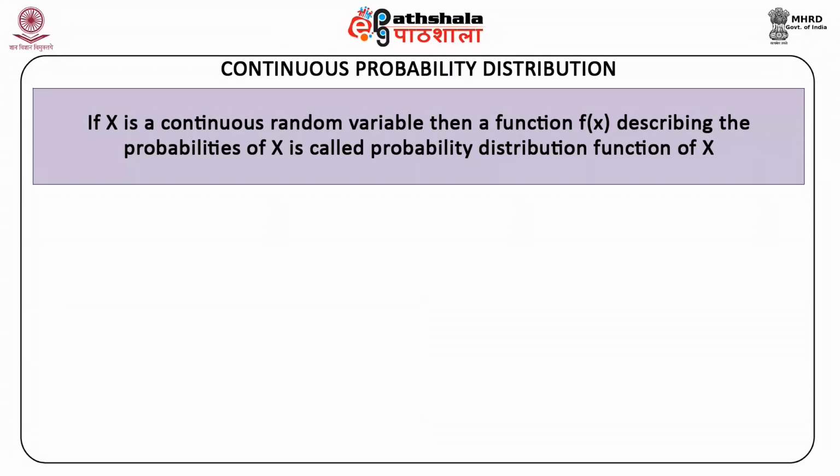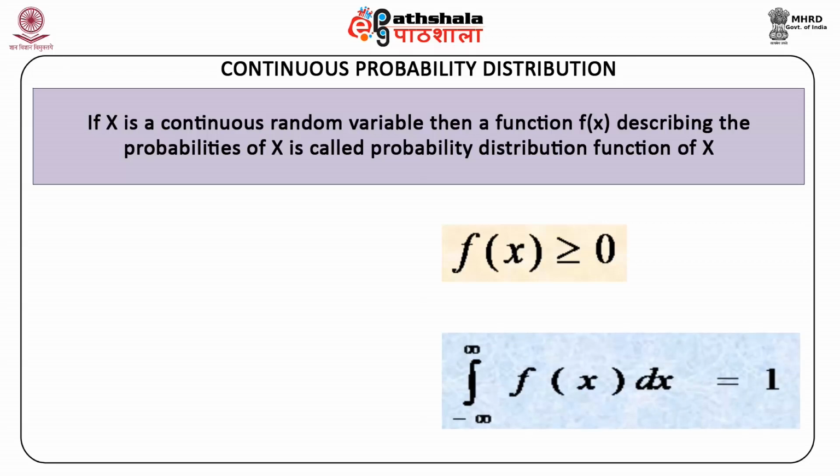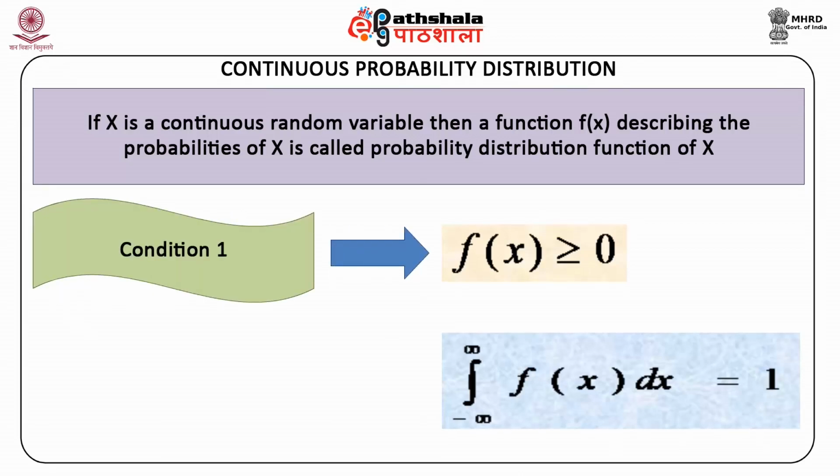If x is a continuous random variable, then a function f(x) describing the probabilities of x is called probability distribution function of x or probability density function. The following are the properties of probability density function of x. f(x) ≥ 0 and the integral from minus infinity to plus infinity of f(x) dx is equal to 1. The first of these two conditions states that for f(x) to be a probability density, it must have non-negative values throughout the range of x.